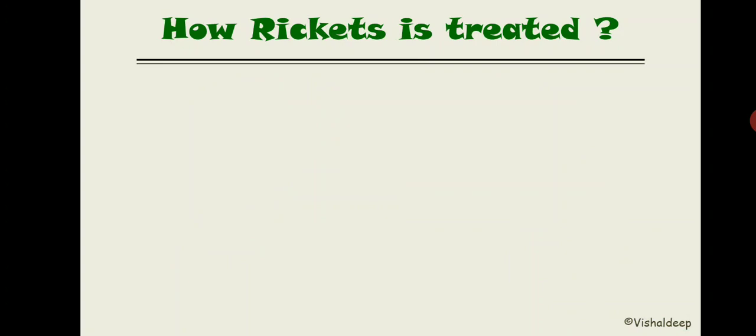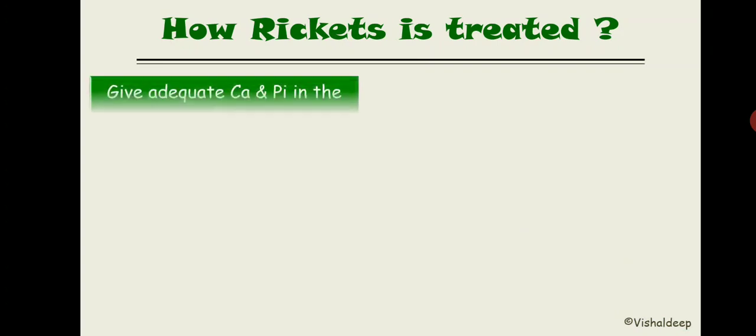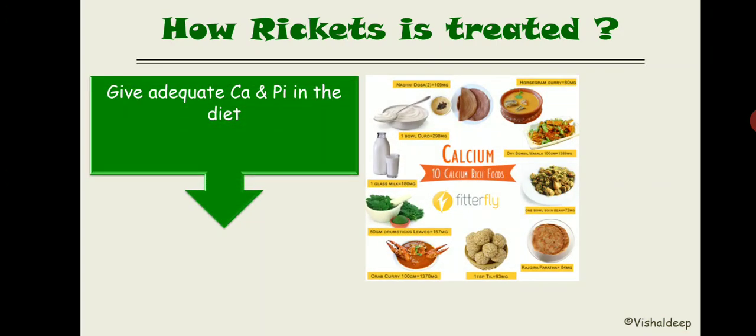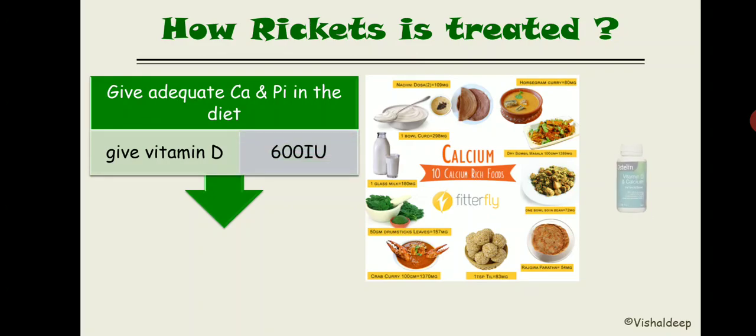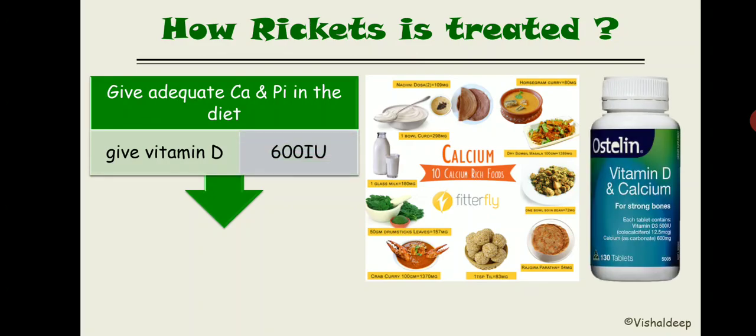Now how is rickets treated? The answer is that we have to provide enough calcium and phosphate in the diet so they can be easily incorporated and mineralization of the bone will happen. And we also have to give vitamin D, because vitamin D is basically responsible for delivering calcium and phosphate to the bone. The actual dose of vitamin D is universal. It is 600 international units from age 1 to 70 years.